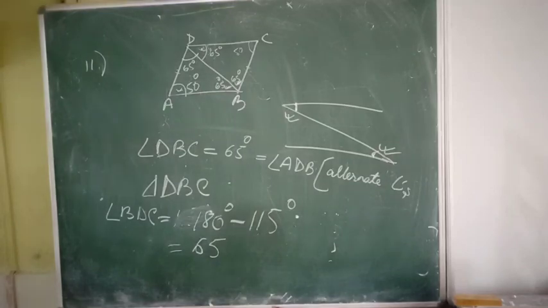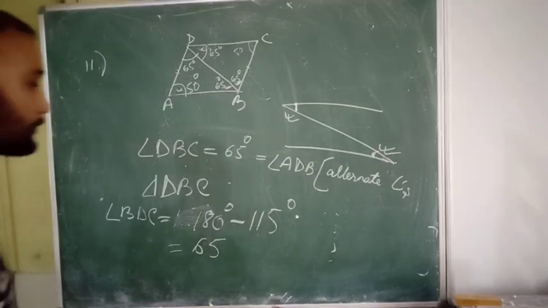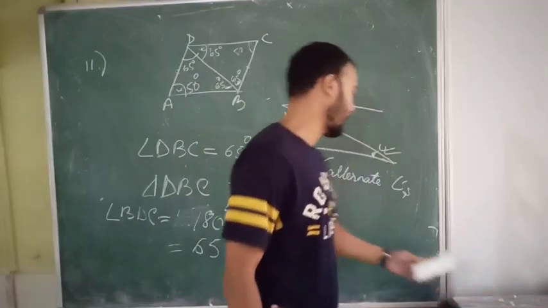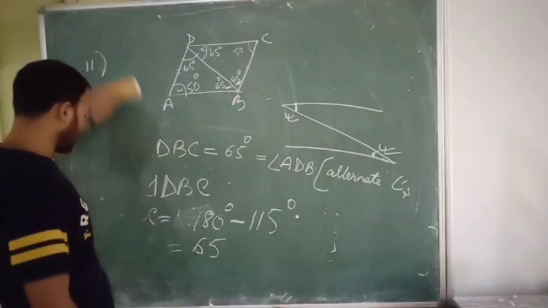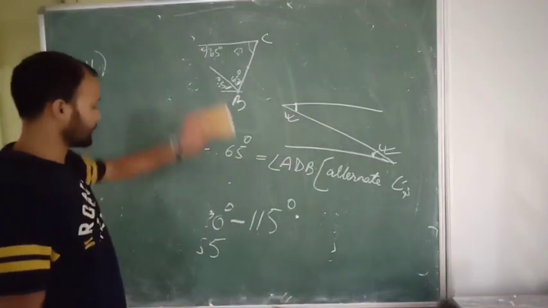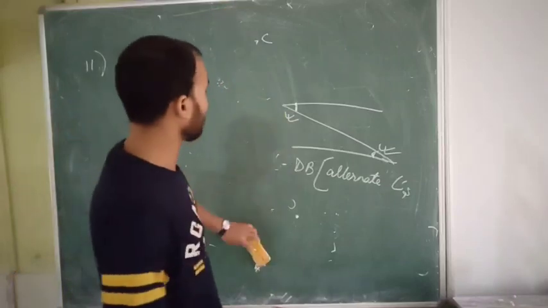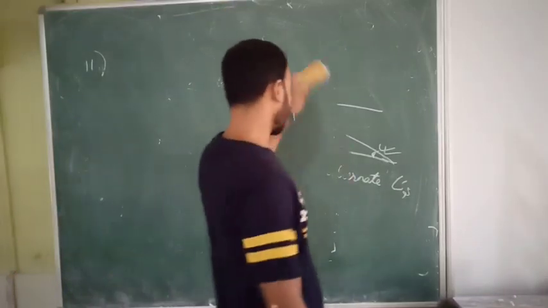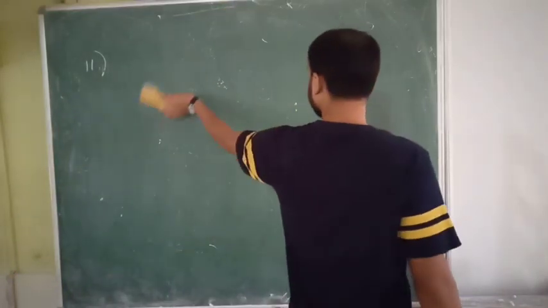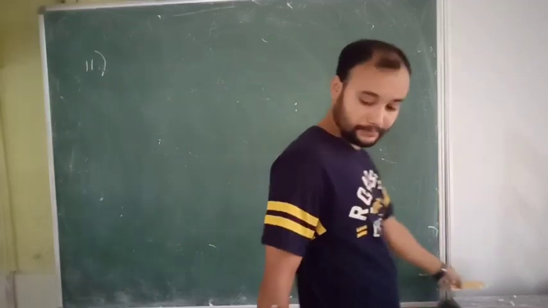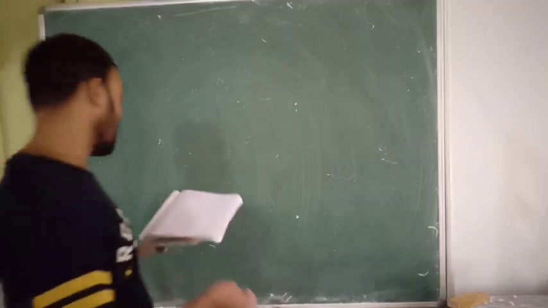I'm moving on to 12. You see, the figure of 12 seems to be complicated, but it is not so complicated. The diagrams seem to be complicated. Don't get afraid of such type of diagrams. Open page number 185. Question number 12 is here.